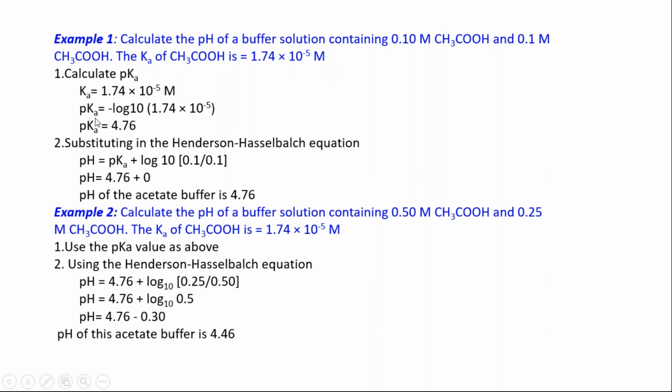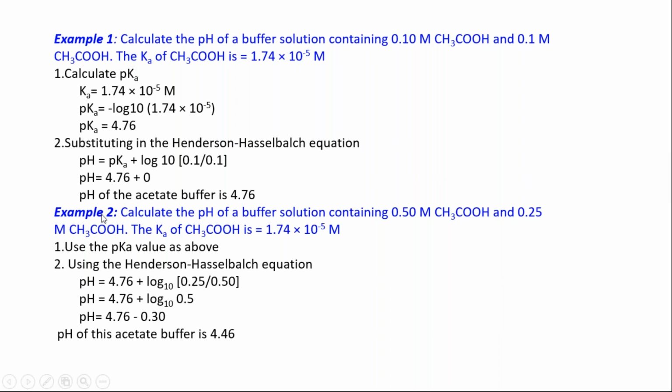So if we calculate this, first you convert the Ka into pKa, you get 4.76, and then substituting in the Henderson-Hasselbalch equation, you get the pH of the acetate buffer is 4.76.